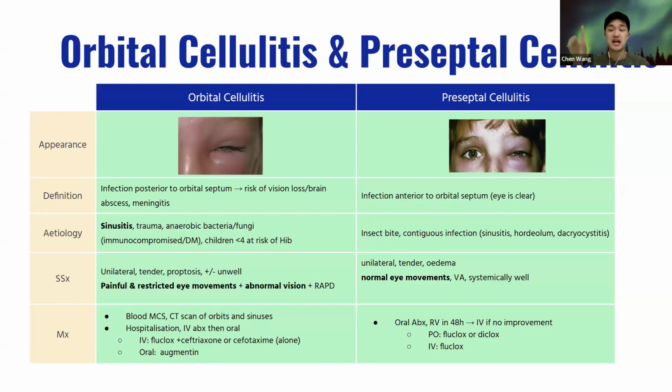So when you do the H test, this is one of the best tests to immediately tell whether they have orbital cellulitis, which you need to admit them and give urgent IV antibiotics, or preseptal cellulitis, which you can just send them off home with some oral antibiotics. So it's really important to know how to differentiate between these two. The clinical signs are the most important, so always test eye movements. Having a fever doesn't really differentiate between the two, and the appearance can be quite similar as well if you just do a general inspection.